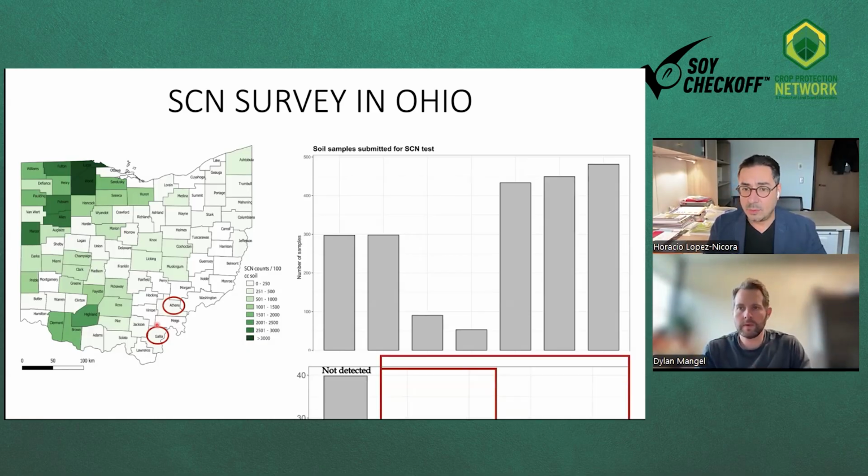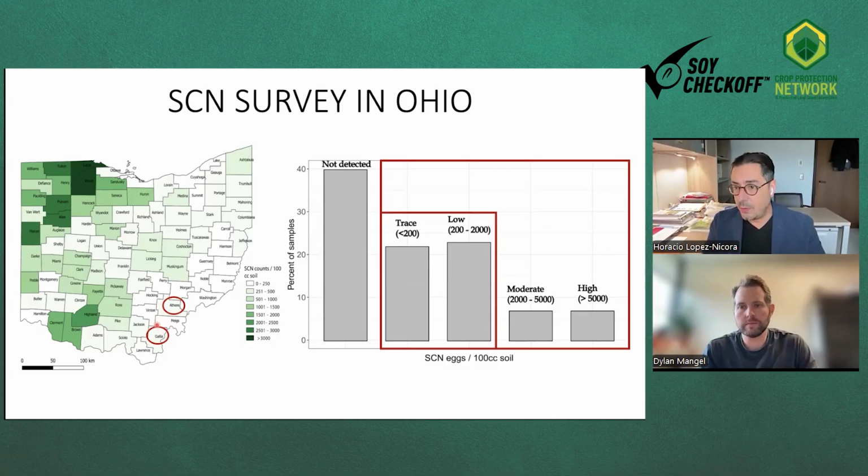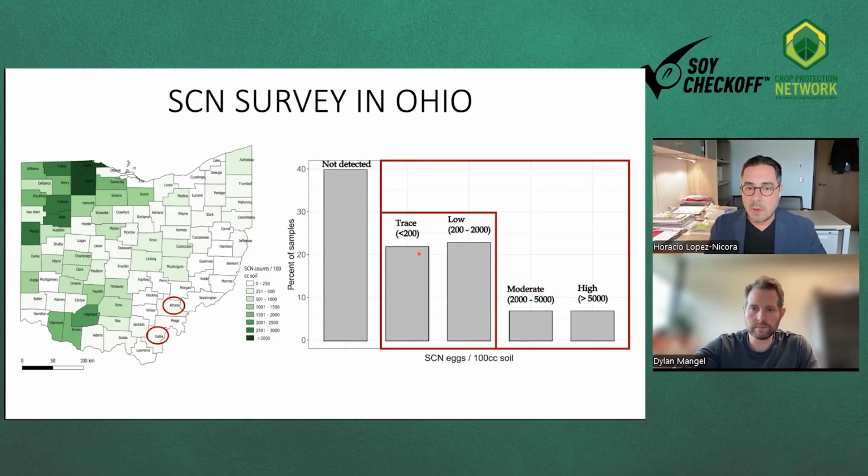And why do I say this? Well, with more than 2,000 samples that we already processed in the lab, more than 60% of these samples are positive for soybean cyst nematode. So you see that 60% of those samples that we received tested positive for soybean cyst nematode. However, most of them have very low levels of soybean cyst nematode, so very low numbers of eggs per 100 cc of soil. And that's what we really want.